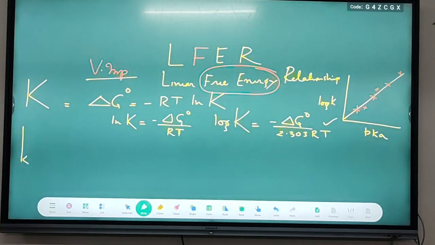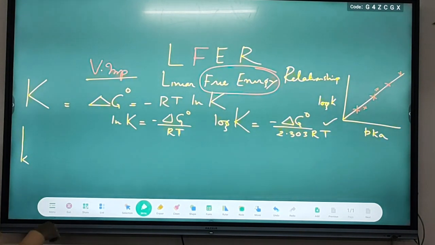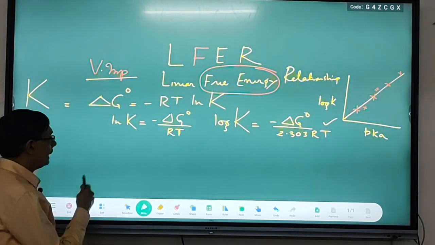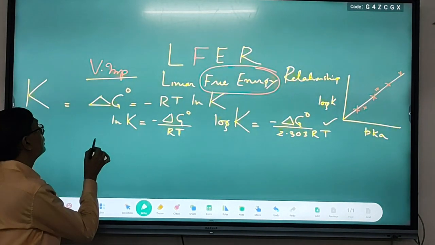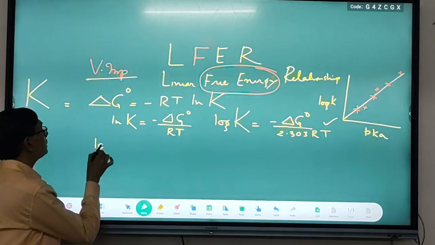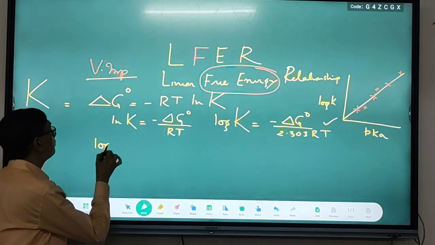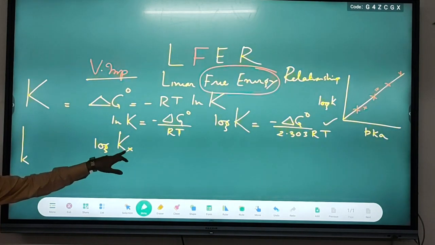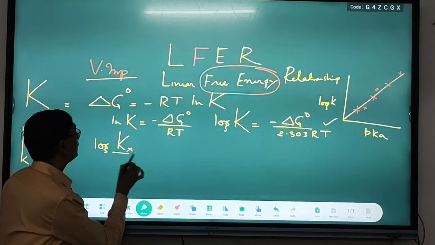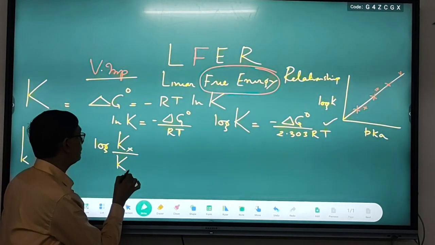So, second point, that is very simple. If I write the Hammett equation, log of Kx, the substituent, divided by K0.